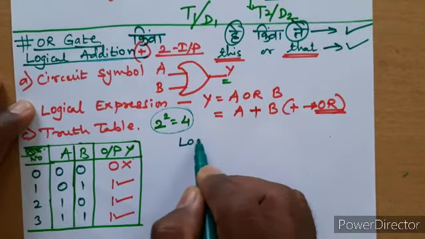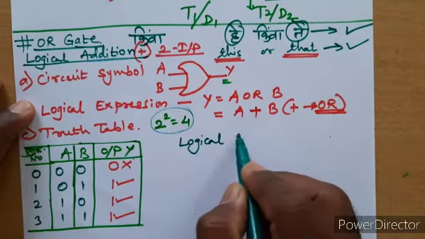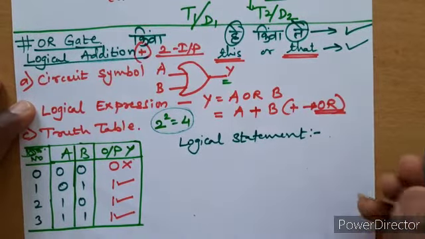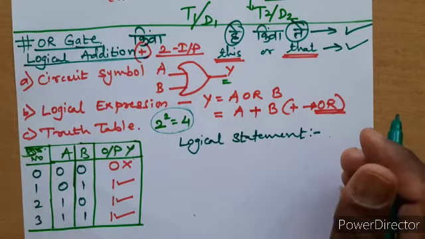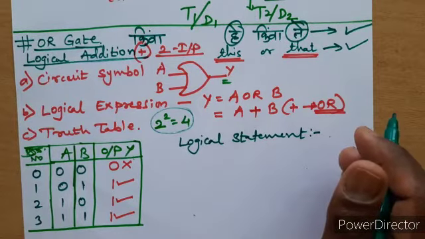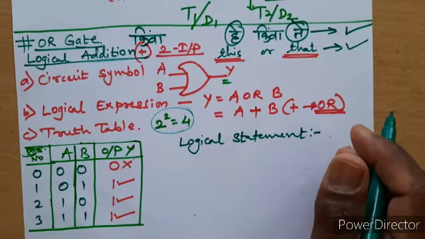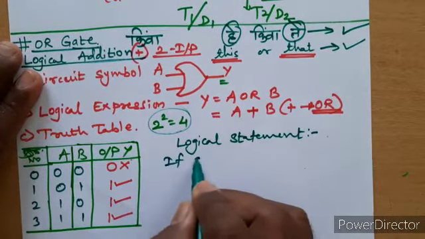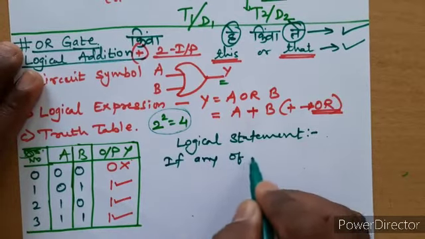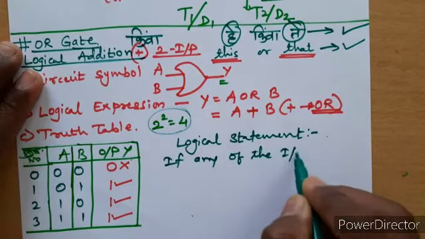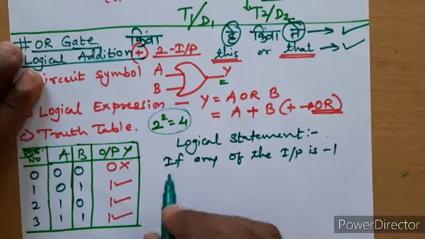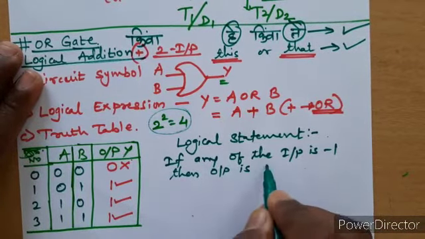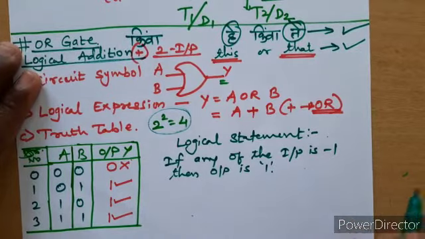Now how can we create a logical statement? Now we can create a logical statement for 0 or 1. Which is greater here? 1. So for 1, what can we do? If any of the input is 1, then the output is 1.